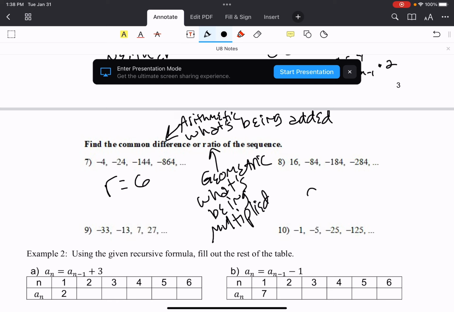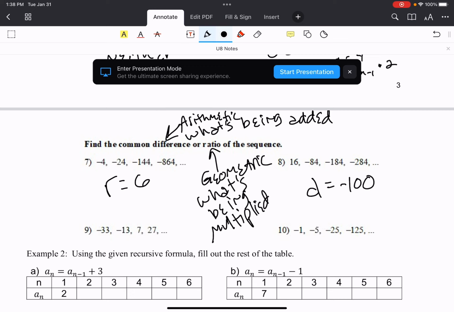Geometric. And what is the common difference? Wait, I have no clue. You just swap those. Minus 100. Oh right. Positive 16 minus 100 is negative 84. Good? Yes. What about number 9?